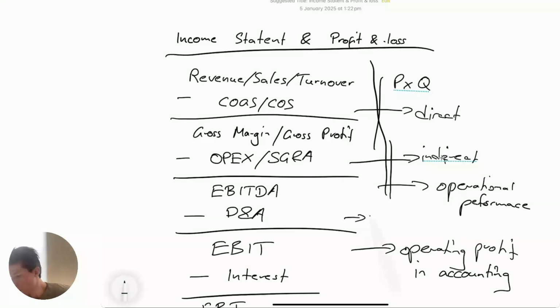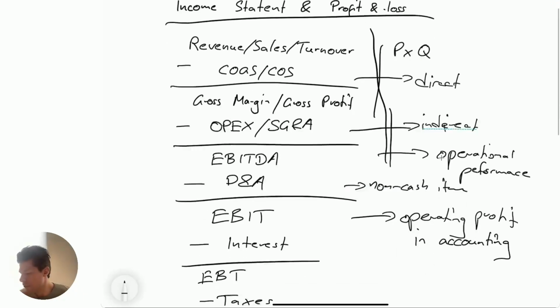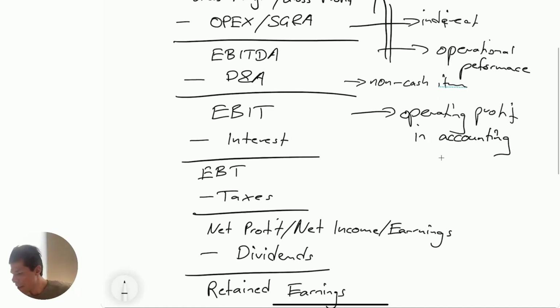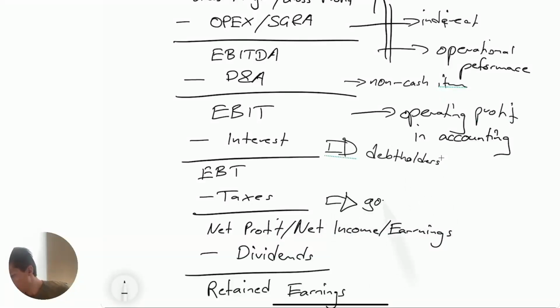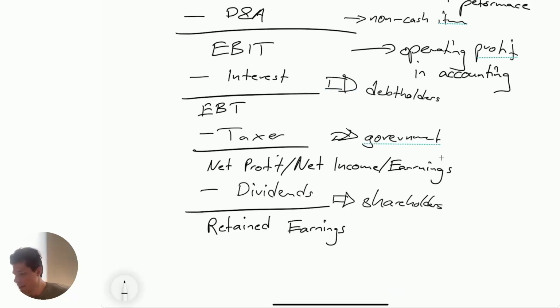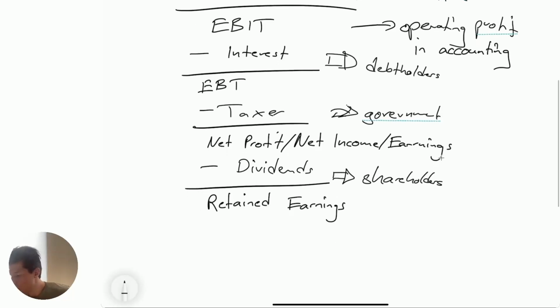D&A is a non-cost, non-cash item. This is purely from a tax perspective and accounting perspective. This is your depreciation of fixed assets. And then really important, please have this in mind: interest is what you pay to your debt holders. Taxes is what you pay to the government. And dividends is what you pay to your shareholders. There are other ways you can pay shareholders, like share repurchase, and then retained earnings actually go into the balance sheet.